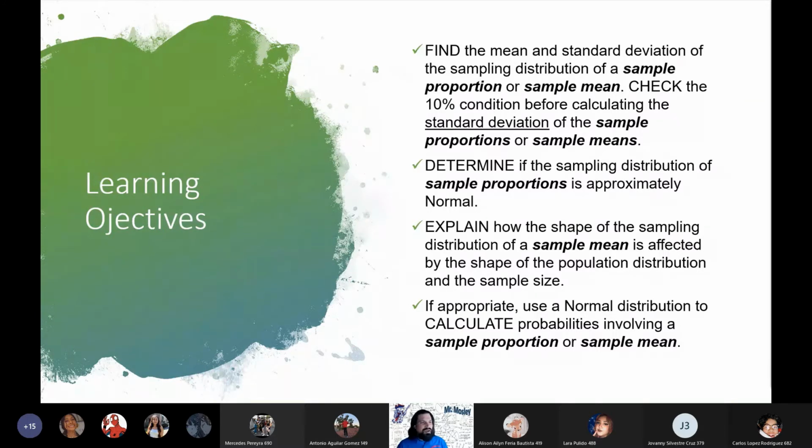We're going to explain how the shape of the sampling distribution of a sample mean is affected by the shape of the population distribution and the sample size. And if appropriate, use a normal distribution to calculate probabilities involving sample proportion and/or sample mean. Right, so the normal distribution calculations are not going anywhere. If you are not comfortable with those yet, you need to practice. You need to try to do problems that involve that. Okay, so these are our objectives for today.